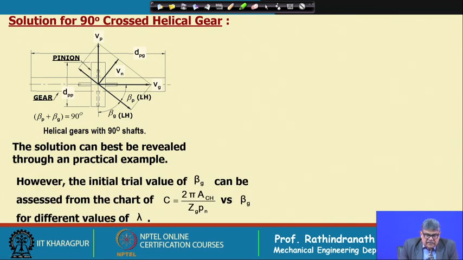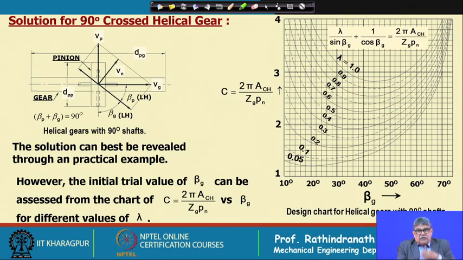However, the initial trial value of beta g can be assessed from the chart of C, which is twice pi into center distance divided by teeth number of gear into circular pitch, versus the helix angle of the gear for different values of lambda. Now, the graph will look like this.